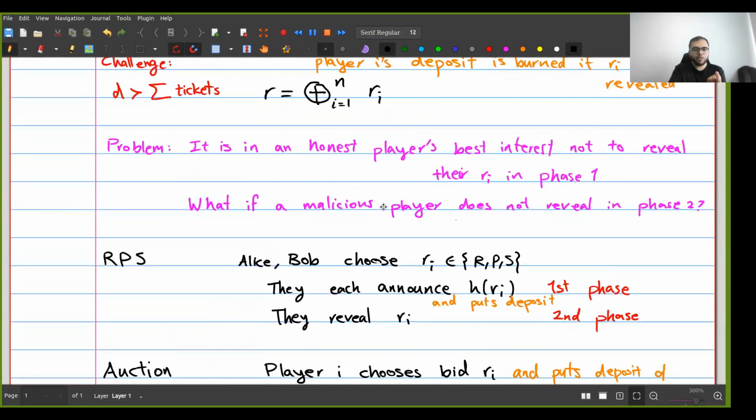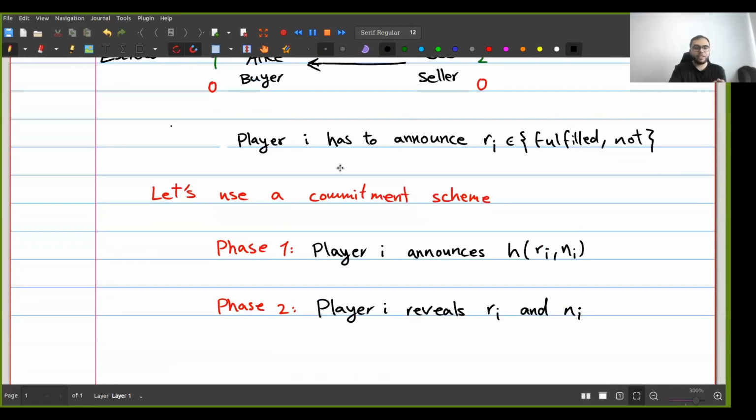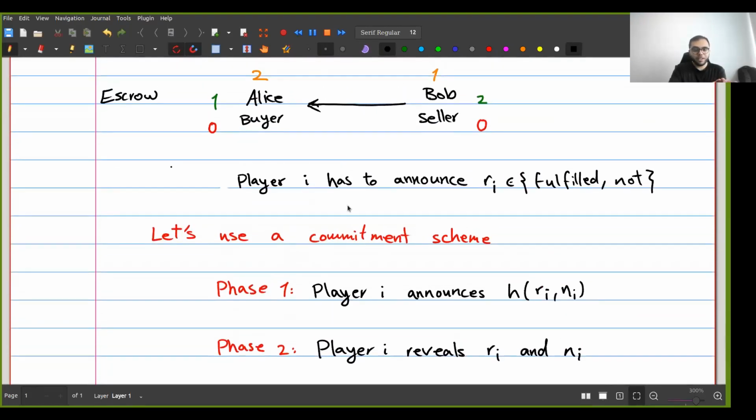And then the only problem we had was, what if they also keep it hidden in the second phase, and then we solve that with a deposit. But we didn't have a problem where a player wanted to intentionally leak their value in the first phase. But here we have that problem. So here, actually, if Bob wants to extort Alice, Bob wants to intentionally leak his value. He wants Alice to know that he's saying the item was fulfilled, even though it wasn't, because that's the whole point. That's the whole concept of the extortion.